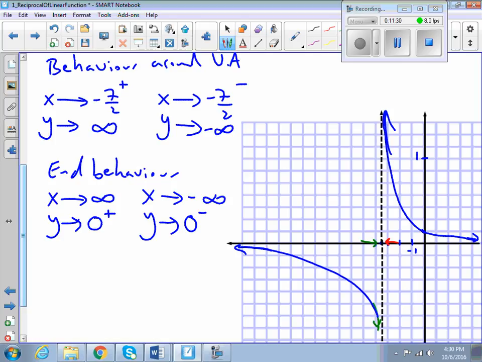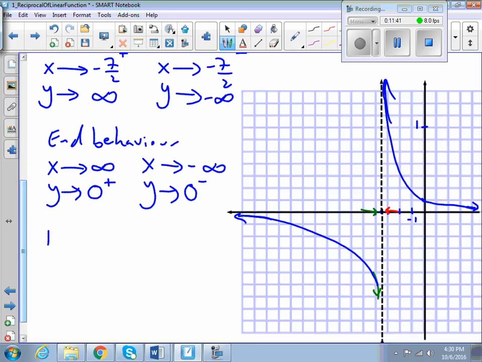Okay. So that's how my graph looks. The question also asks for the domain and range. Well, my domain is every real number other than my vertical asymptote. So it would be from negative infinity to negative 7 over 2, and from negative 7 over 2 to positive infinity.